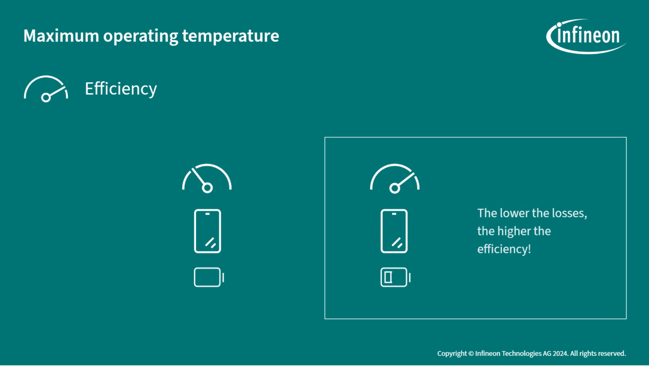The lower the losses, the higher the efficiency, meaning less energy is lost to heat and more energy goes to the communication functionality of the cell phone. Similarly, a MOSFET that enables the switching features it was designed to do with the least amount of heat dissipation is more efficient.